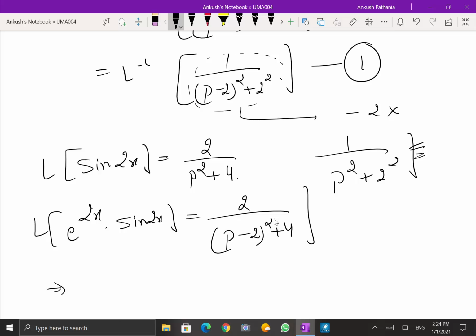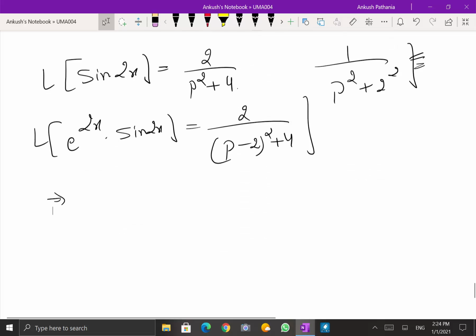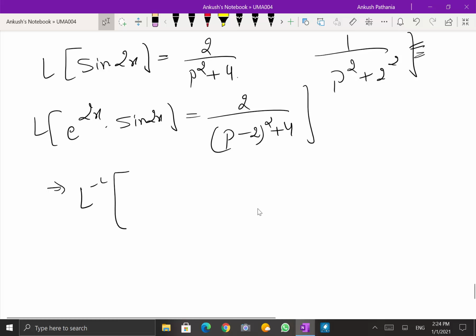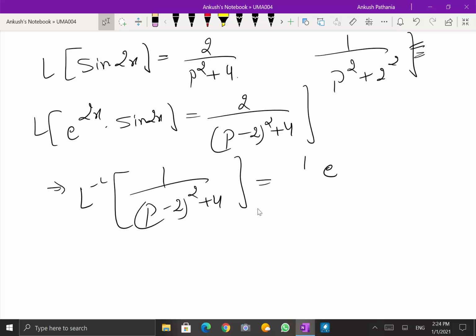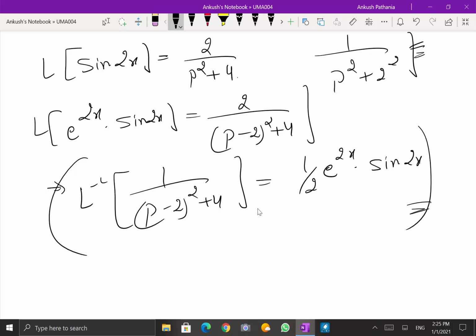So this implies the question that is being asked, the Laplace inverse of 1 upon (p minus 2) whole square plus 4. The constant 2 I adjust with the right hand side. So this is e raised to 2x dot sine 2x over 2. This is the solution of the given problem, this is g(x) that is asked for. I just skipped one step and wrote it like this. So this is how we can solve this type of problem, where we initially manipulate the given f(p) a bit, and then it comes in a form where we can correlate it with the first shifting property of some function.